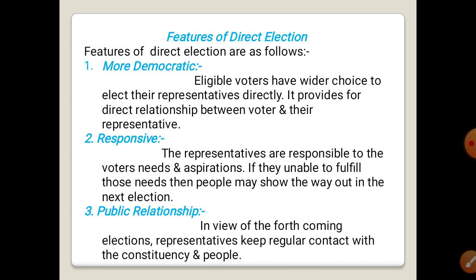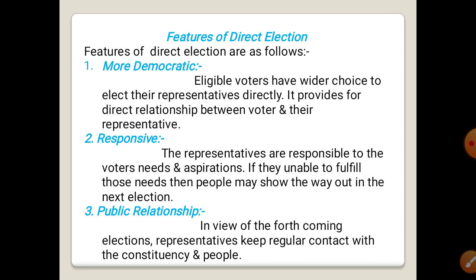Second one, responsive. The representatives are responsible to the voters' needs and aspirations. Whatever the demands and needs of the voters, these needs are fulfilled by the representative. If these representatives are unable to fulfill their needs, maybe in the next elections they will not get the votes. They will be dismissed or disqualified in the next election if they are unable to fulfill the needs of voters.